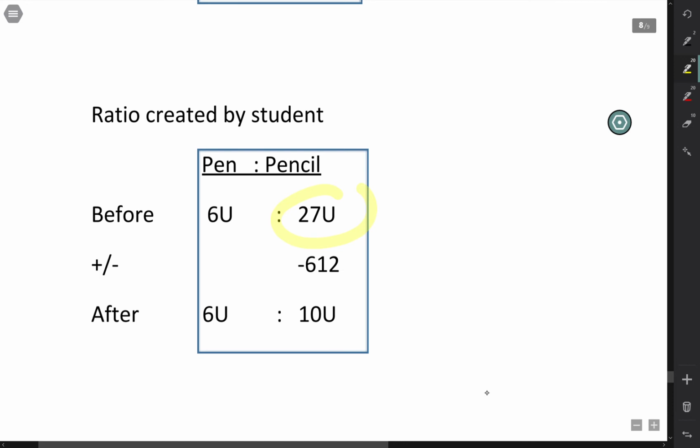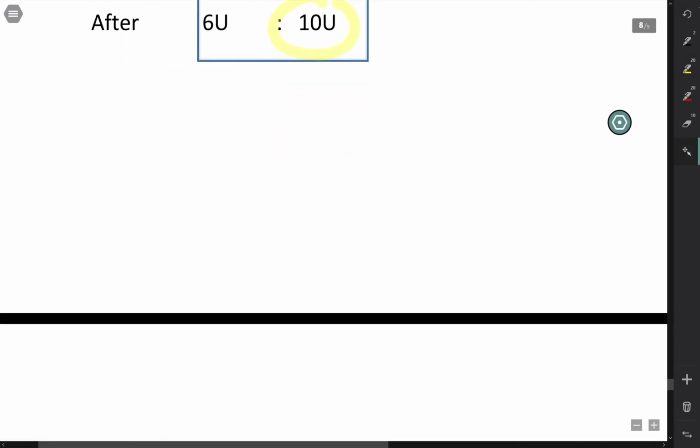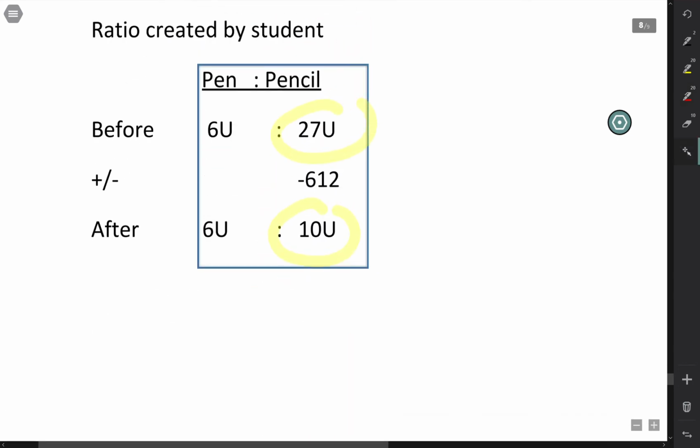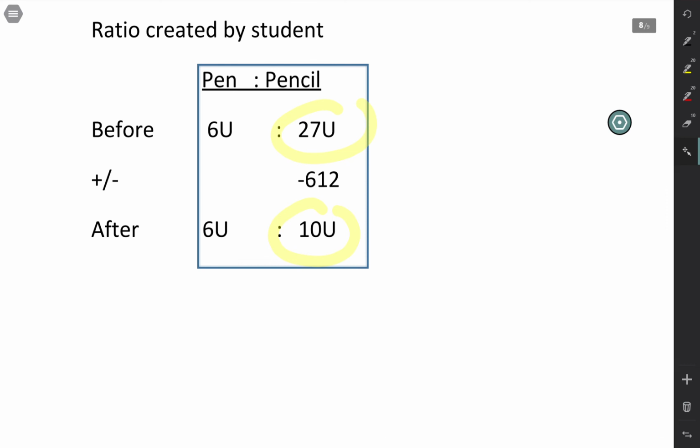Here is 27, here is 10, so the difference is 17. And this difference of 17 is actually 612, and you can find 1 unit, and 6 units. Why 6 units? Refer back to your table because we want to find the number of pens. So that's all for the before and after single unchanged. These are just the concepts and how you execute solving these questions.